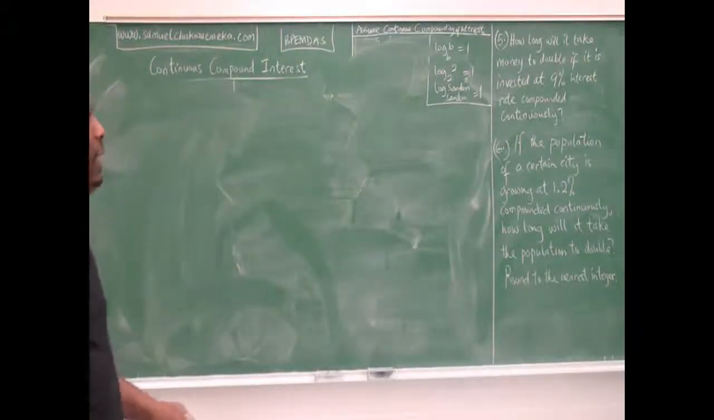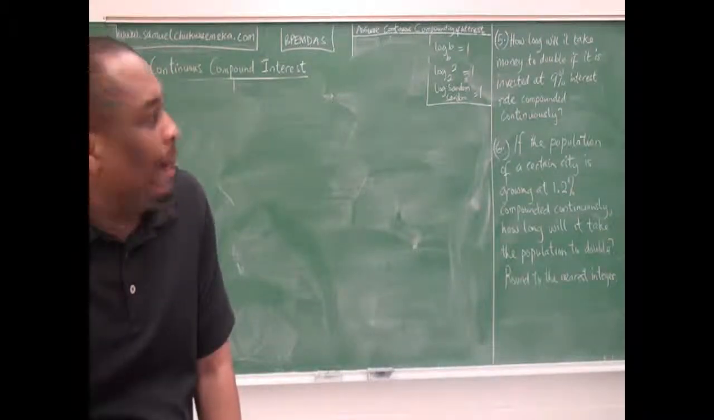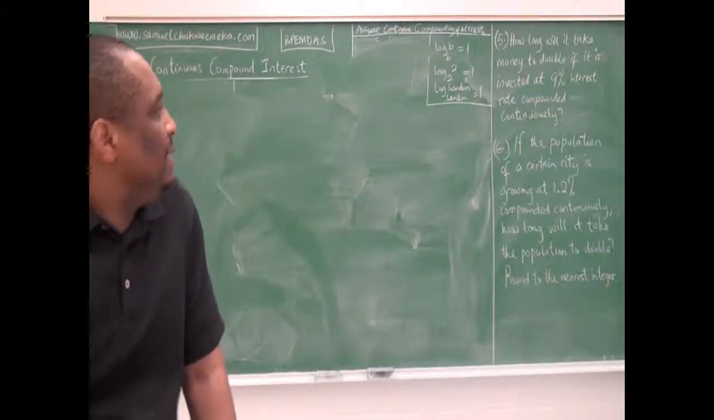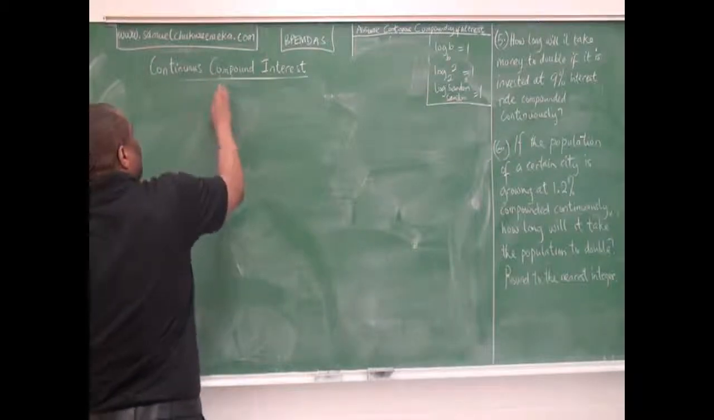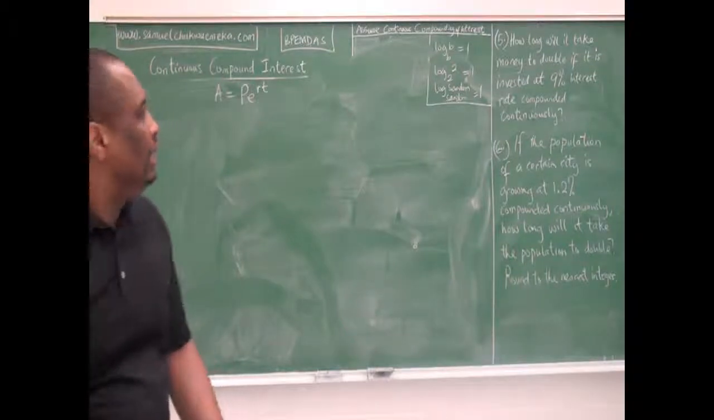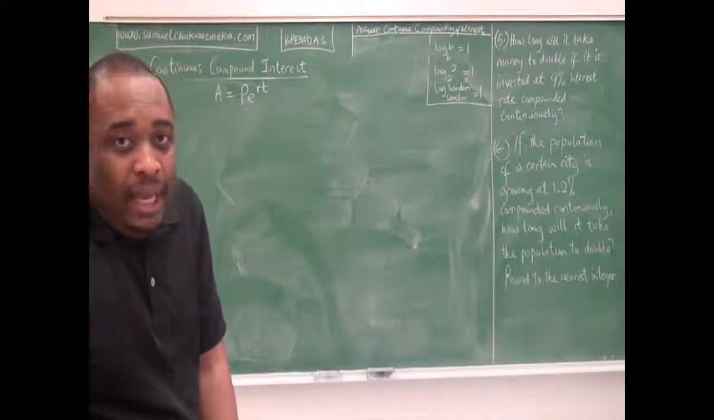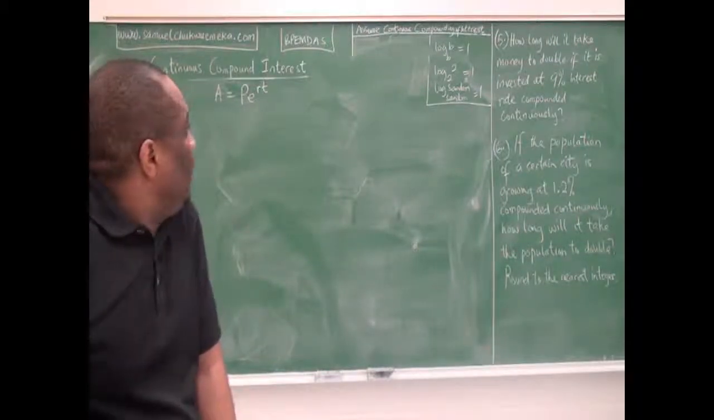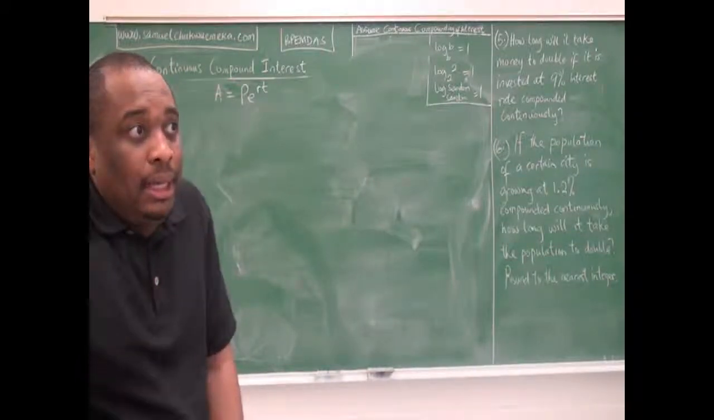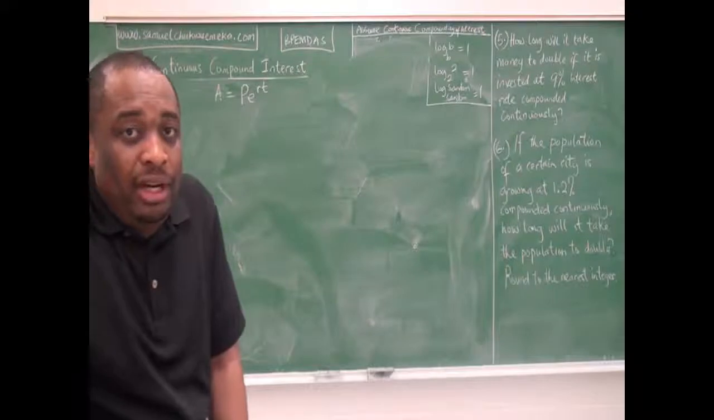How long will it take money to double if it is invested at 9% interest rate, compounded continuously? In this question, something is lacking, right? These are the continuous compound interest formula, PERT. They're asking us to find T. They didn't give us A. They didn't give us P. And they gave us R. So three things are missing, but out of those three, they told us to find one of them. They didn't give us the other two.